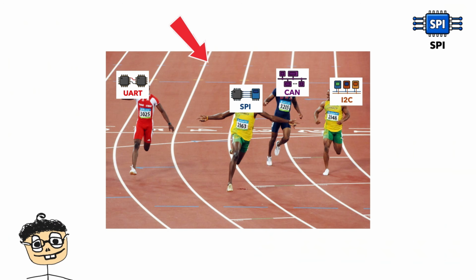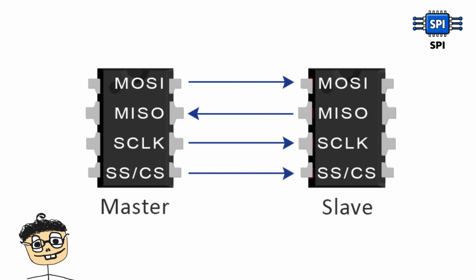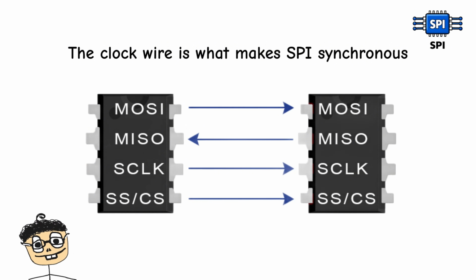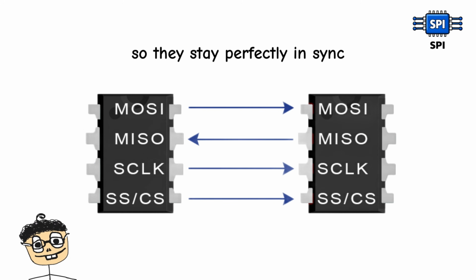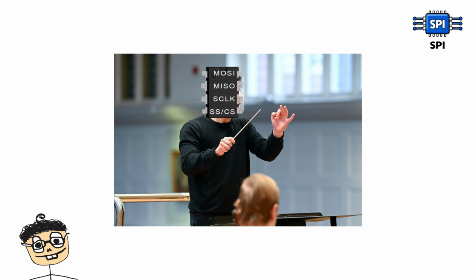SPI, which stands for Serial Peripheral Interface. This one is faster than UART and works differently. It uses 4 wires: clock, MOSI, MISO, and chip select. The clock wire is what makes SPI synchronous, meaning both devices share the same timing signal so they stay perfectly in sync. Think of it like a conductor leading an orchestra. Everyone follows the same beat.